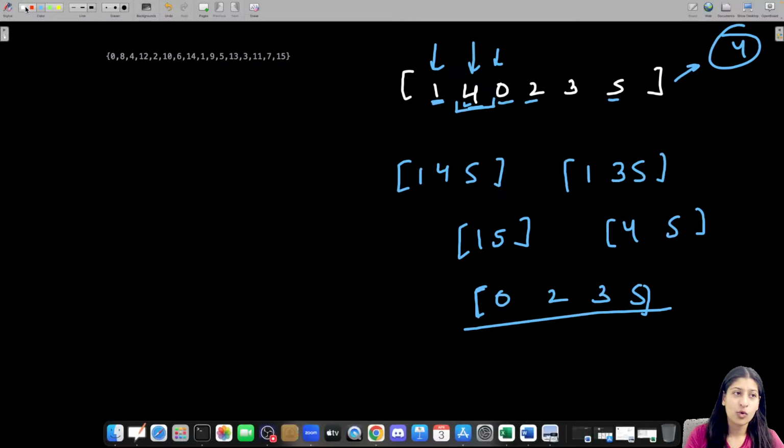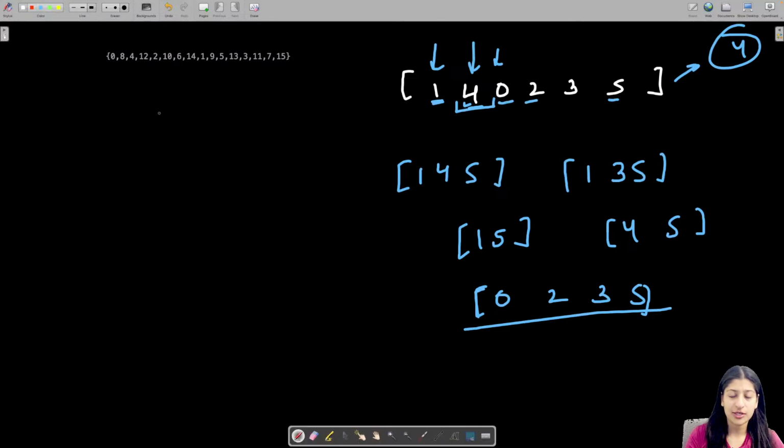Now if not this, what is the second thing we can do? Let us go to the recursion tree. Let's try to understand how this can be thought of recursively. Let me take an even smaller example. For example, I have 1, 2, 0 and 3.